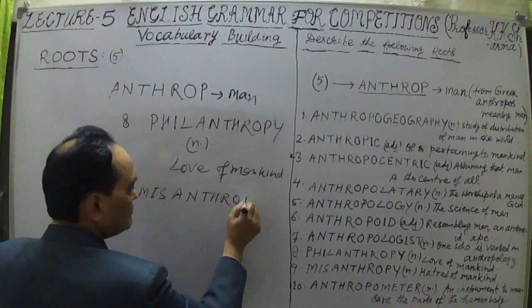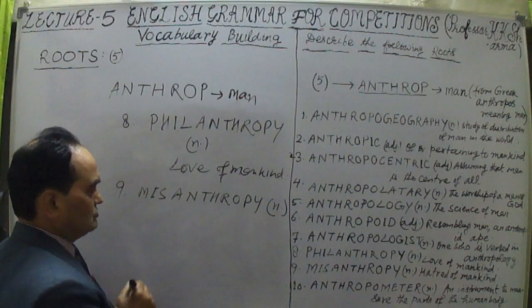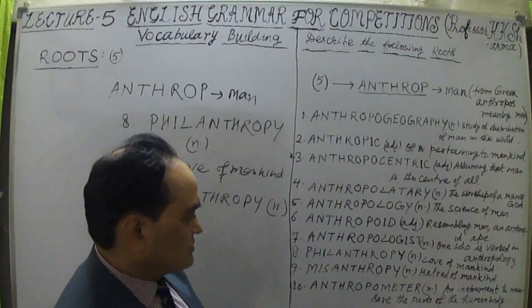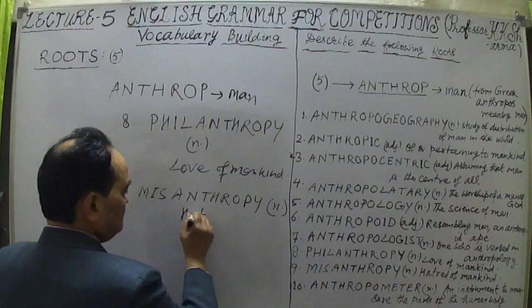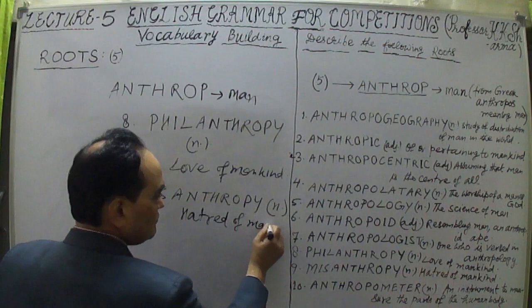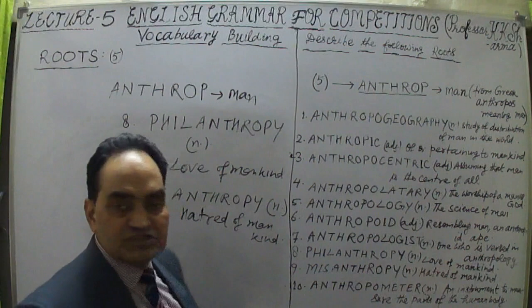Now, the ninth word is misanthropy. Misanthropy, again it is a noun. Mis means here to hate. Hate mankind, or hatred of mankind. Misanthropy is hatred of mankind.